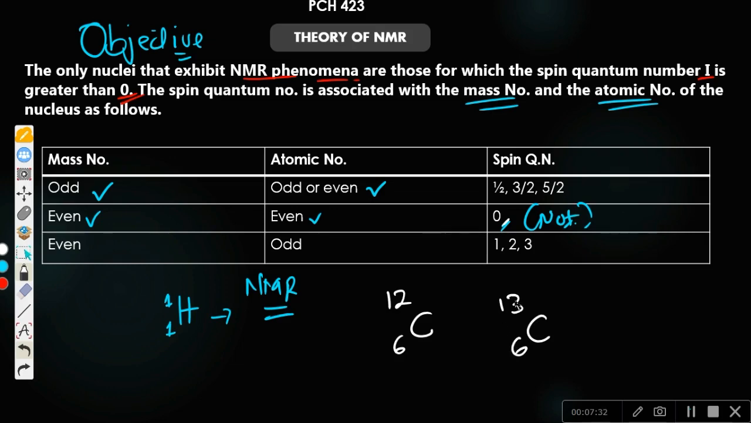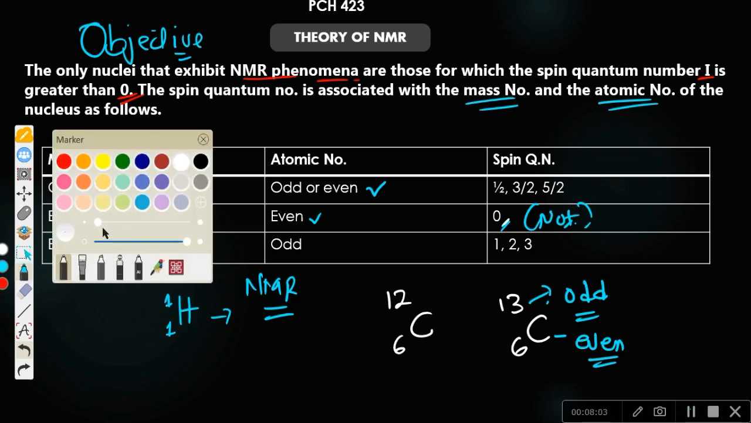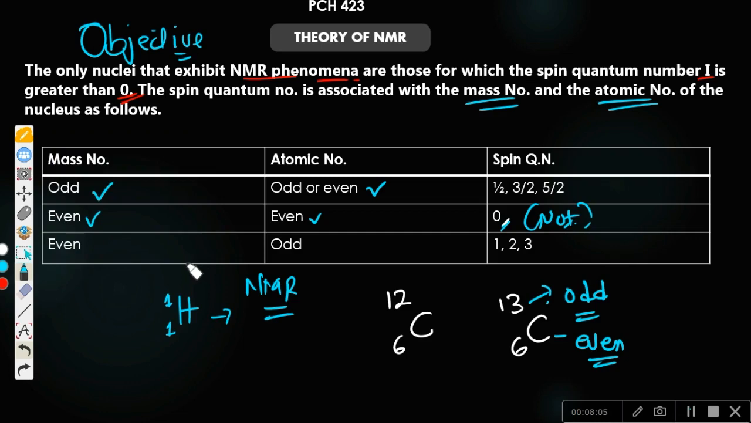Are you getting it now? So the mass number is odd. The atomic number is what? Even. If you see it, the mass number is odd, the atomic number here is even. Now, in this case, it can actually exhibit the NMR phenomenon. Do you get it now? So that is the general idea on NMR, the kind of nucleus that can actually exhibit this NMR.